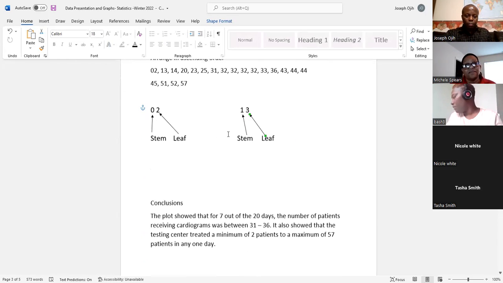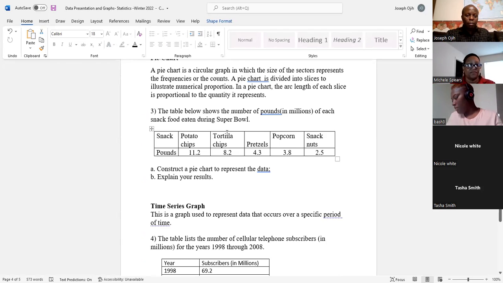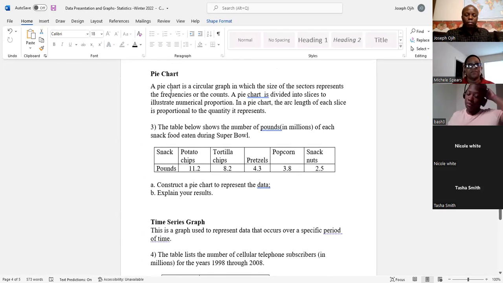All right. Let's see. The next chart we are going to do is the pie chart. A pie chart is a circular graph divided into sectors. Each sector represents the frequency or the size or the count for each particular data point or group.